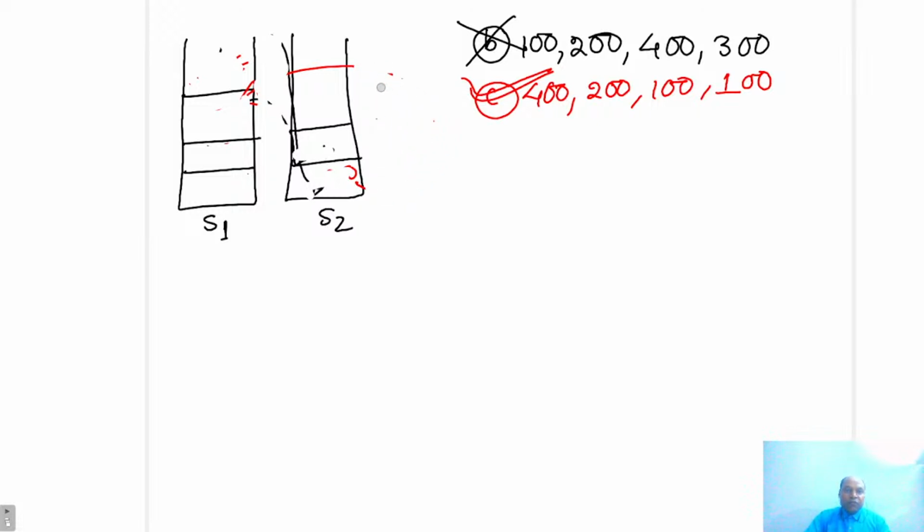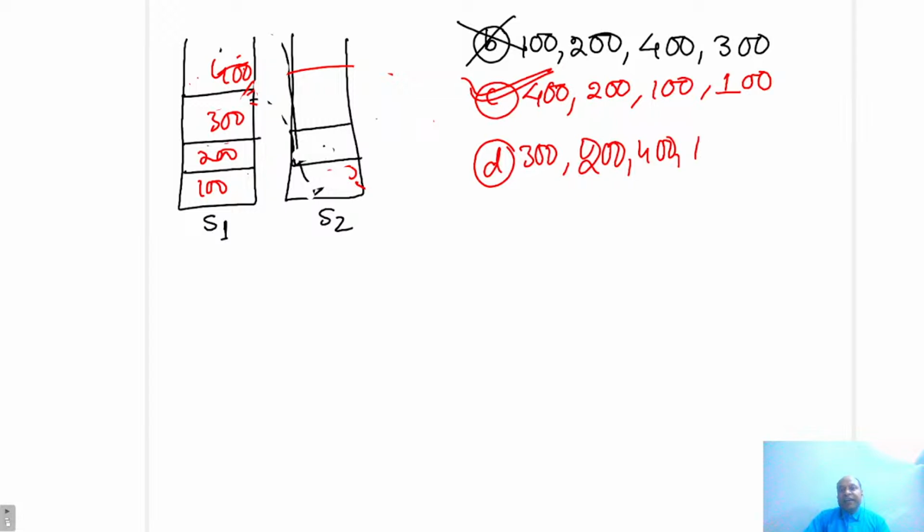Now what was that? So here 100 will be there, 200, 300 and 400. So first is 3, 2, 4, option D: 300, 200, 400 and 100. So 300, so first I will remove from here, so 400 will be here. So our output will be what? Our output will be 300.